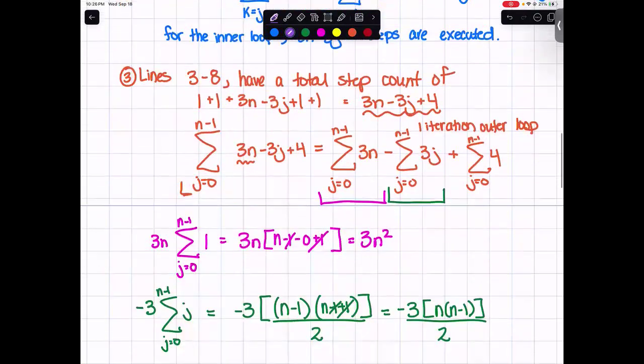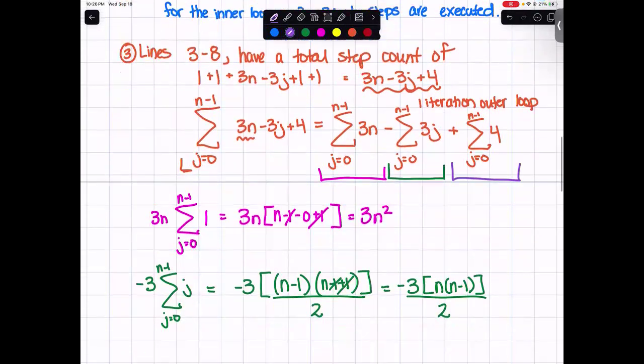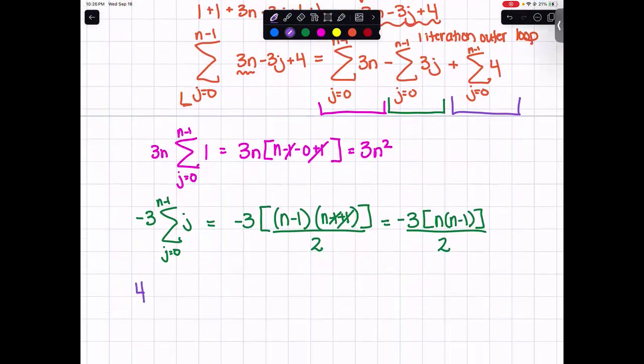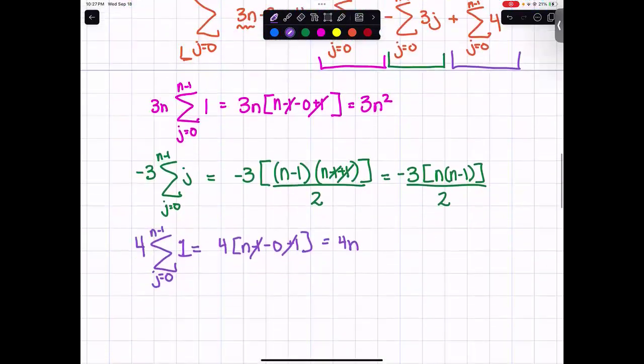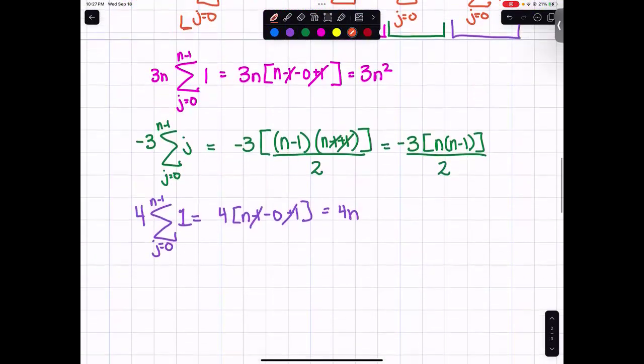And have I done purple yet? Nope. We can do purple for this last one here, where we pull that 4 out. J equals 0 to n minus 1. There we go. And 1. And we can do the same thing. So we'll have 4 times n minus 1 minus 0 plus 1. These cancel out. This will just be 4n. So now we have these lines 3 to 8 all together, so we can combine them all together for this step.